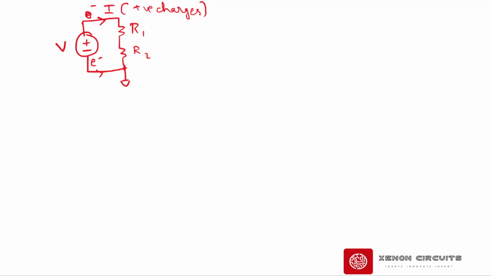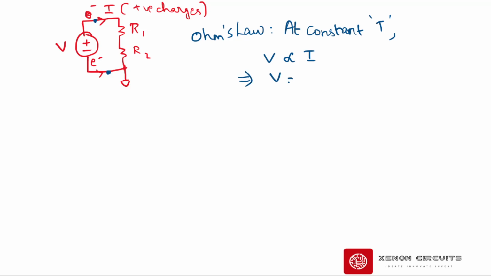And everyone would be aware of Ohm's law, right? As you would have learned in your high school physics, Ohm's law states that at constant temperature, the potential difference across two terminals is directly proportional to the current flowing through them, right? And the proportionality constant is R, which is nothing but resistance, right?